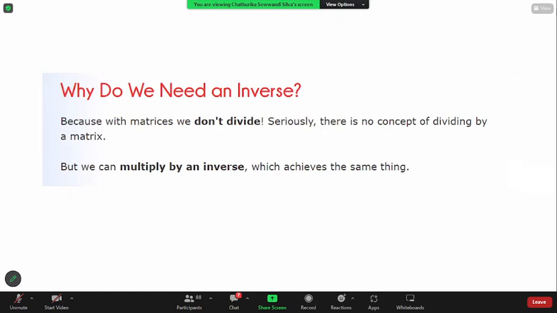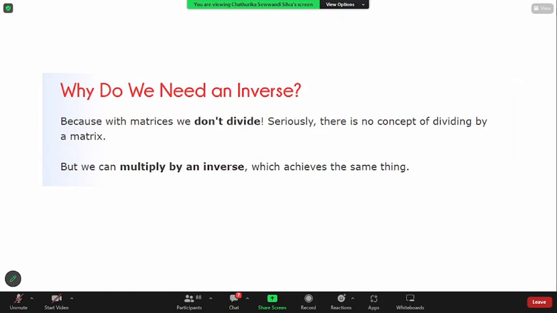So normally in maths, what are the 4 main operations? Addition, subtraction, multiplication, division. When we are talking about numbers, always these 4 main operations come up. Here you have learned matrix addition, matrix subtraction, matrix multiplication. But have you ever heard of matrix division? No. So why? Because with matrices we don't divide.